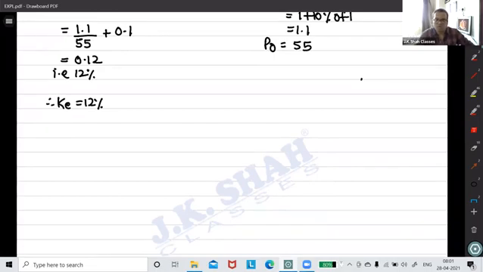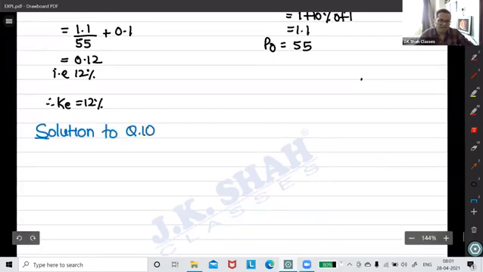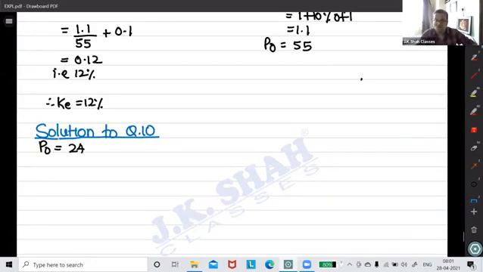Solution to question 10. Okay, so let's gather all the data that is given in the question. What we are told, P0 is very clear. P0 is how much? 24. Okay, so let's do one thing.